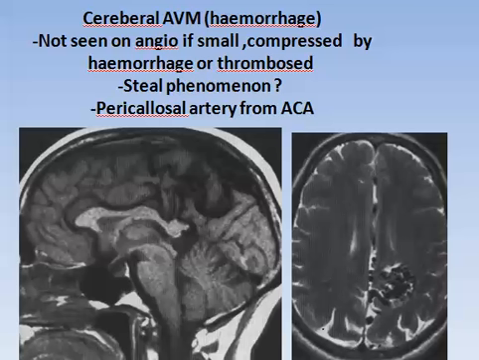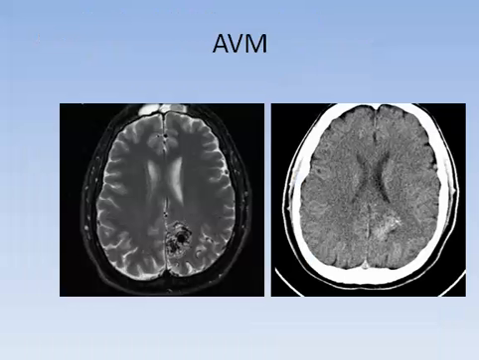That's why the pericallosal artery will be prominent from the anterior cerebral. That is the pericallosal, more prominent than the anterior cerebral or callosomarginal, and that's why this is called steal phenomena. AVM, parenchymal.